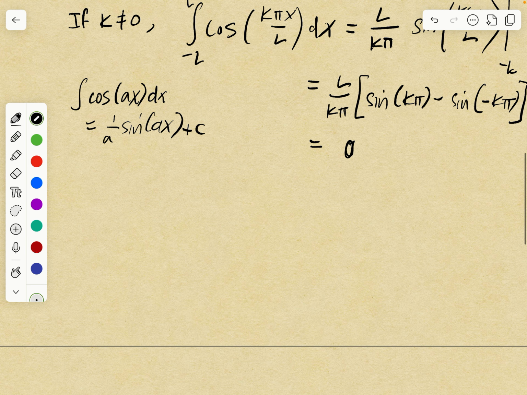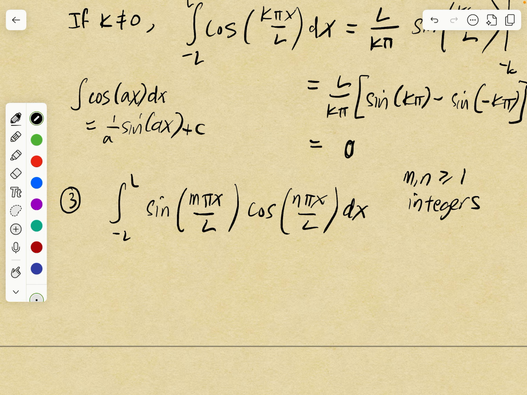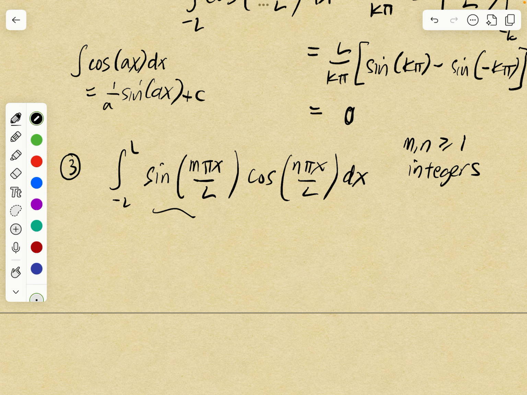Those are pretty basic. Then the third one is also pretty basic because you have the integral from negative L to L of sine m pi x over L times cosine n pi x over L dx, and m and n are integers greater than or equal to 1. Well, here, we went over the fact that sine of m pi x over L is an odd function. And similarly, cosine of n pi x over L is an even function.